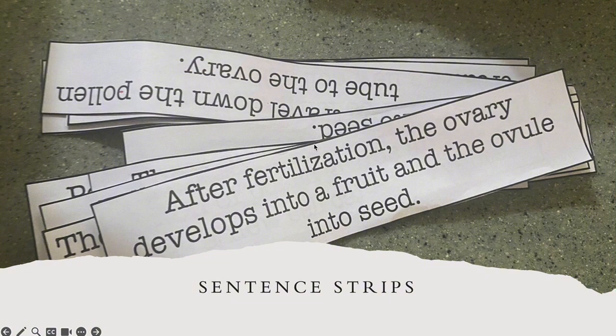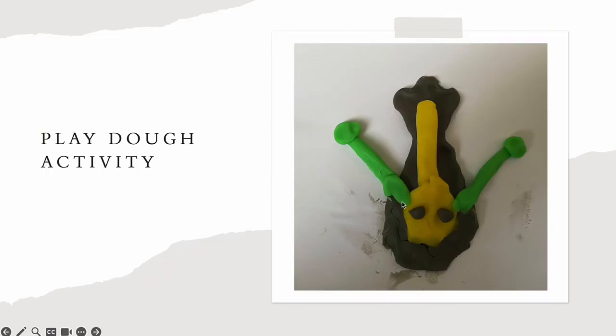Also, we would have used sentence strips in this activity where the pupils had to use their vocabulary skill of sequencing, and so each group was given sentence strips and they had to arrange them in order to show the stages of fertilization. Here they also had to recreate the parts of the flower that are involved in fertilization, which is the male and the female part of the flower. And they did this with Play-Doh.